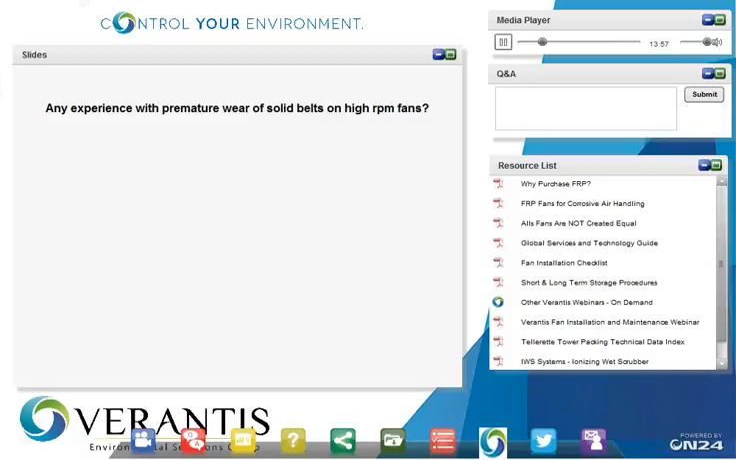Any experience with premature wear of solid belts on high RPM fans? On the banded belts, no, I haven't heard of any problems with premature wear. I think the biggest thing is proper tension and drive alignment.